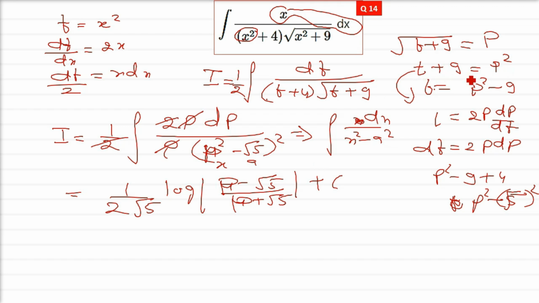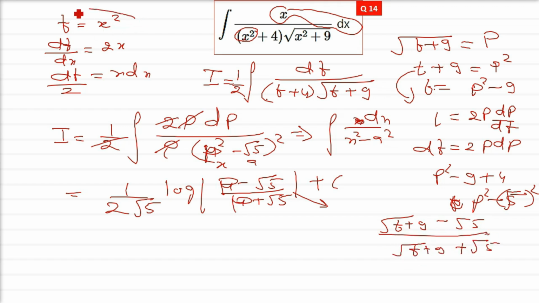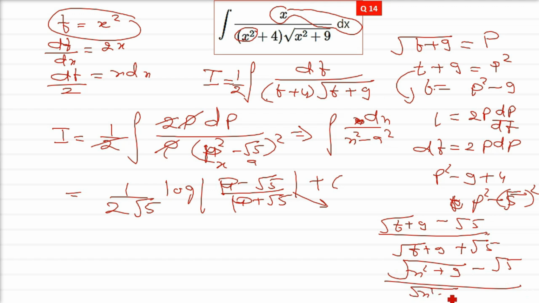Now p is under root t plus 9 and t was taken as x square in the earlier stage of this solution. So let's solve this inside one because this is only remaining. I'm writing under root t plus 9 in place of p. So under root t plus 9 minus root 5 divided by under root t plus 9 plus root 5. t can be taken as x square. So under root x square plus 9 minus root 5 divided by under root x square plus 9 plus root 5. Now we can replace this entirely and the final answer will be this only.